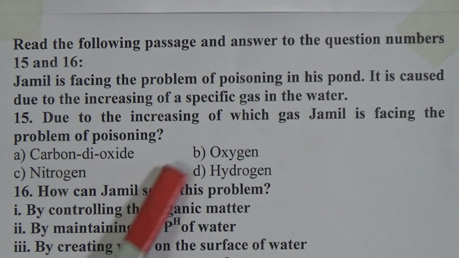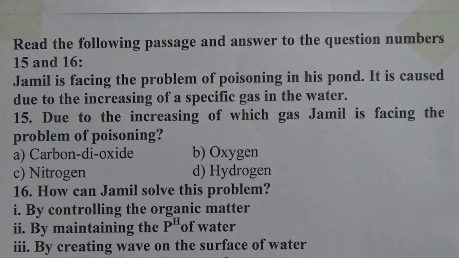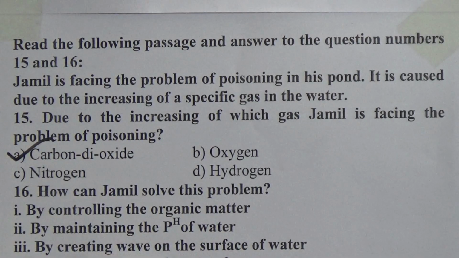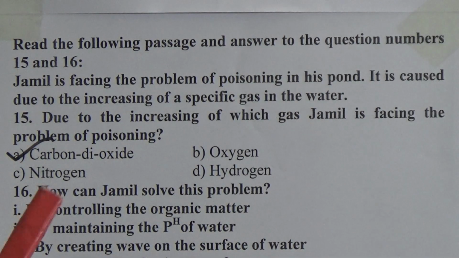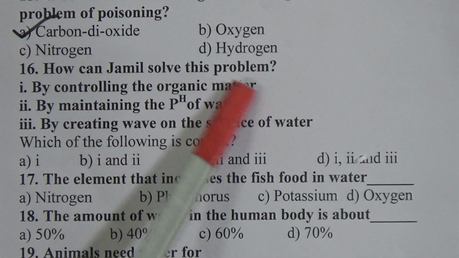A. Carbon dioxide, B. Oxygen, C. Nitrogen and D. Hydrogen. Carbon dioxide. Due to increasing carbon dioxide, this problem is occurring, or he is facing such kind of problems. Now 16 number. How can Jamil solve this problem?